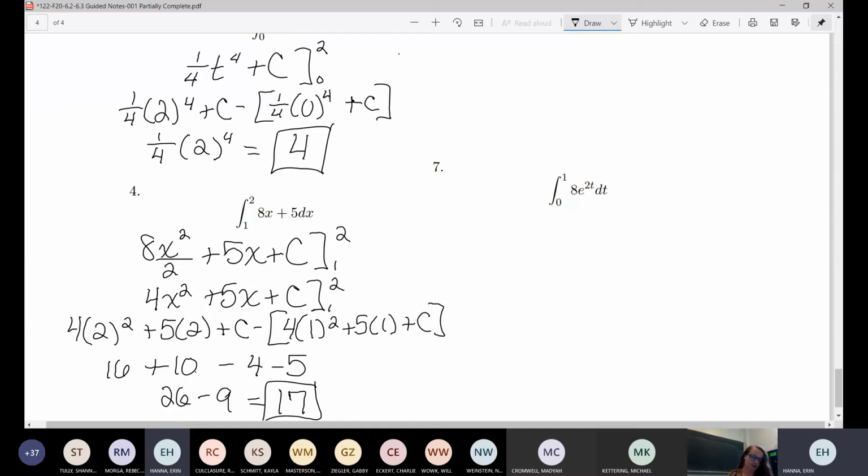Questions, concerns about either of those two? Okay. I'll hold on like 5 more seconds before I scroll up, in case people are still writing something down.